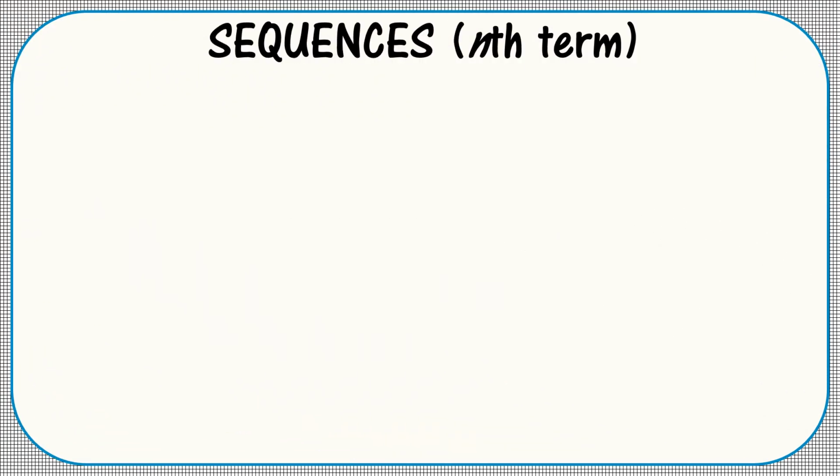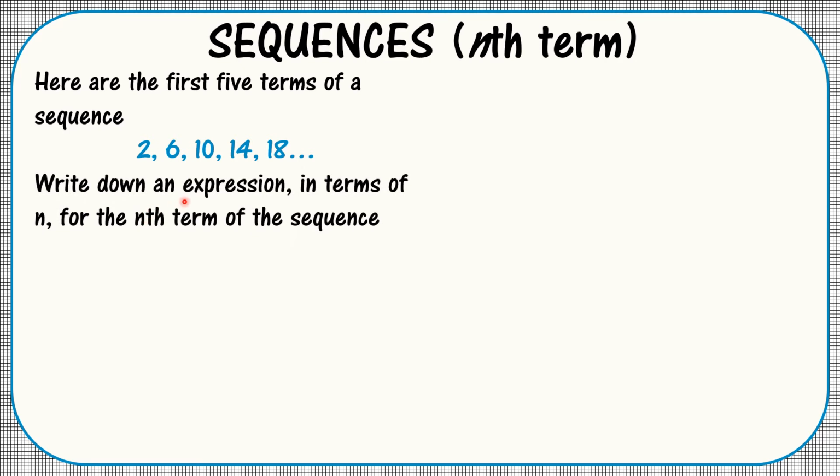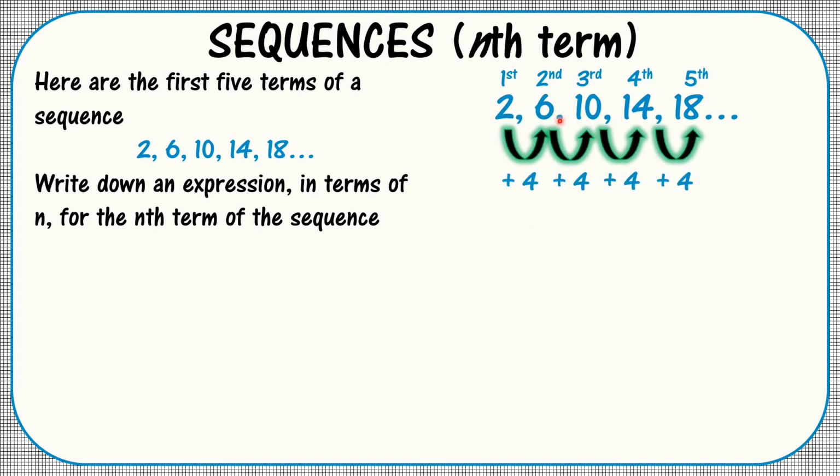We'll go through another example. Here are the first 5 terms of a sequence: 2, 6, 10, 14, 18. Write down an expression in terms of n for the nth term of the sequence. Again, we will lay it out like we have done previously. How do we get from 2 to 6? You plus 4. How do you get from 6 to 10? You plus 4, so on and so forth. This number underneath, this 4, is what goes in front of the n. So we have 4n.